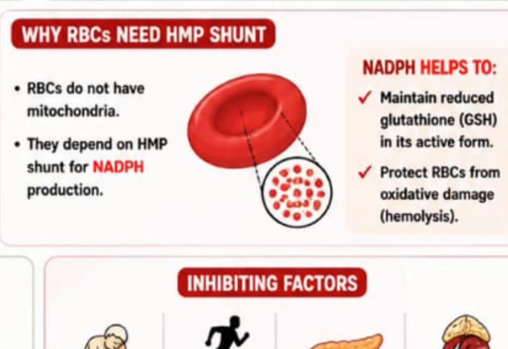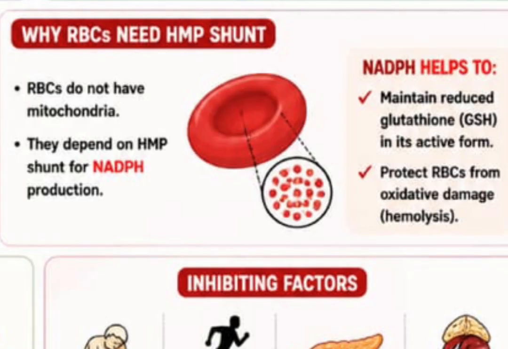NADPH is important in RBC because it prevents the action of oxidative stress or oxygen radicals on the RBC, causing hemolytic anemia. So it's very, very important: the liver, the adipose tissue, the adrenal cortex, the testes, and the RBC. So why do we need HMP shunt? That's the question you should ask yourself.